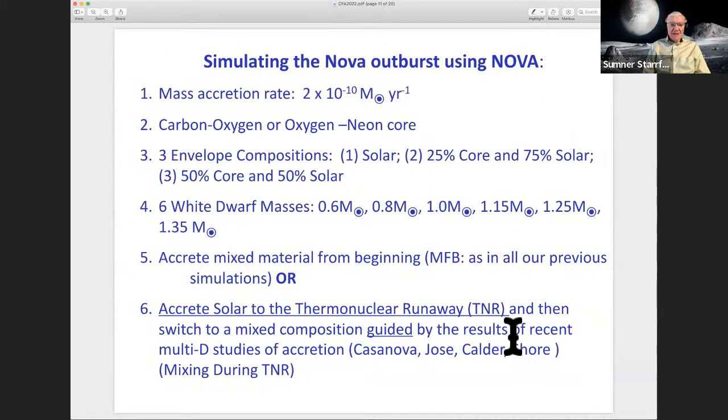So we have used NOVA in one recent paper and one about to be recent paper. We take the mass accretion rate that's low, but that's what we need to get a lot of mass on. Two different compositions for the core, three different compositions for the envelope: solar, 25% core, 50% core, six white dwarf masses, and we either accrete material from the beginning like we used to do, or we accrete solar material until the thermonuclear runaway is ongoing, and then switch to a mixed composition.